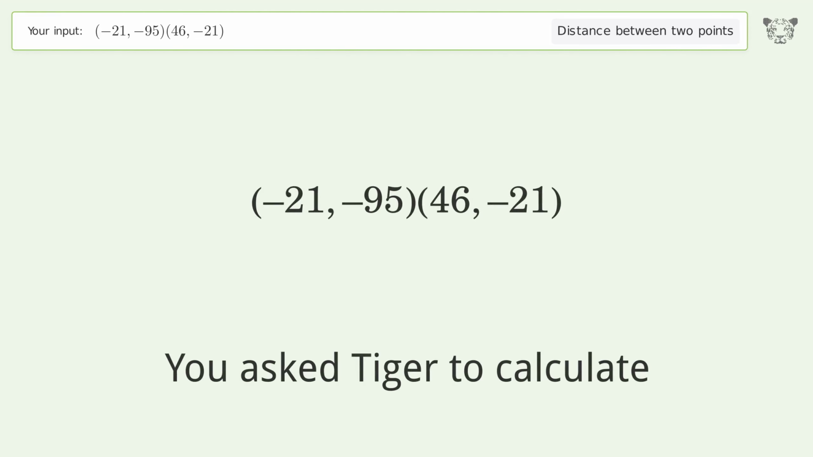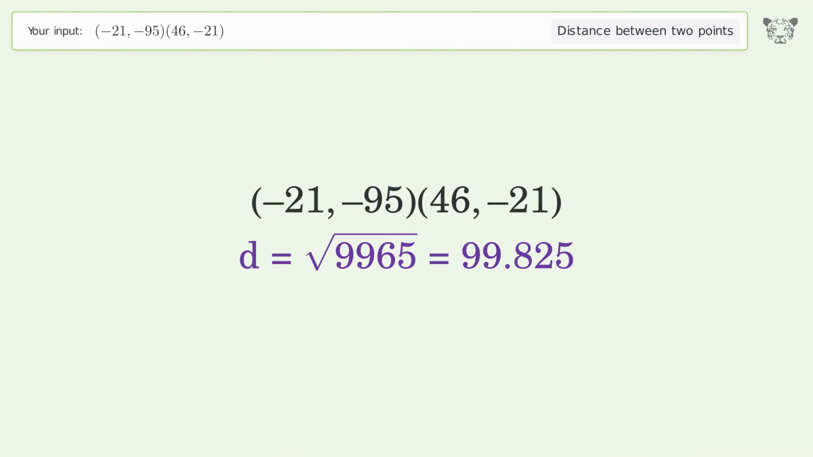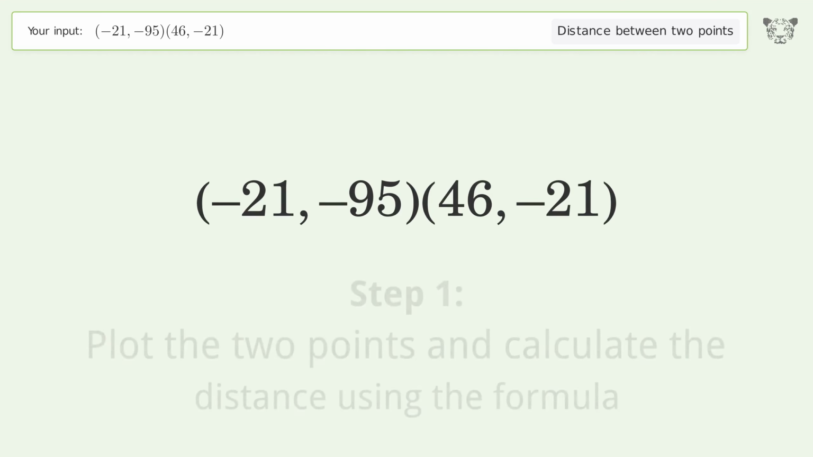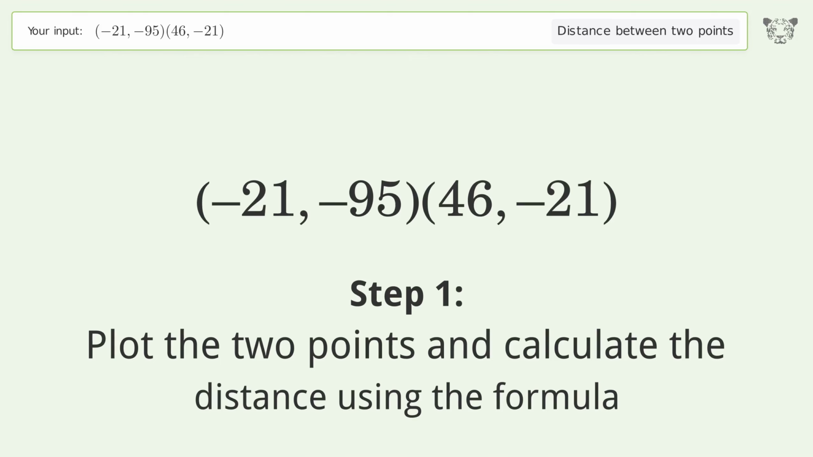You ask Tiger to calculate. This deals with the distance between 2 points. The distance between the 2 points is the square root of 9,965 or 99.825. Let's solve it step by step. Plot the 2 points and calculate the distance using the formula.